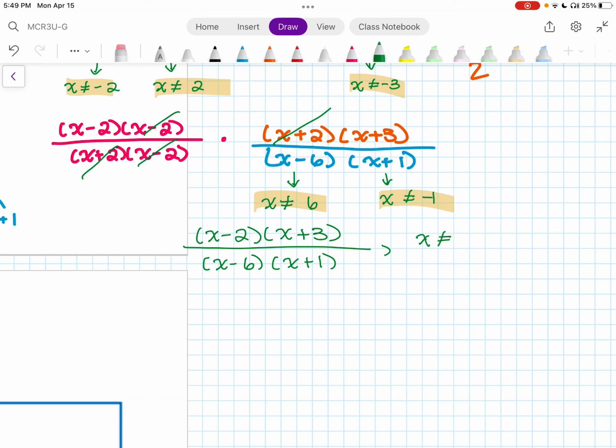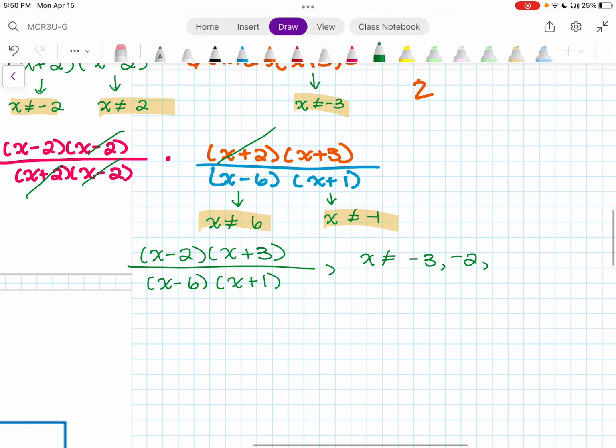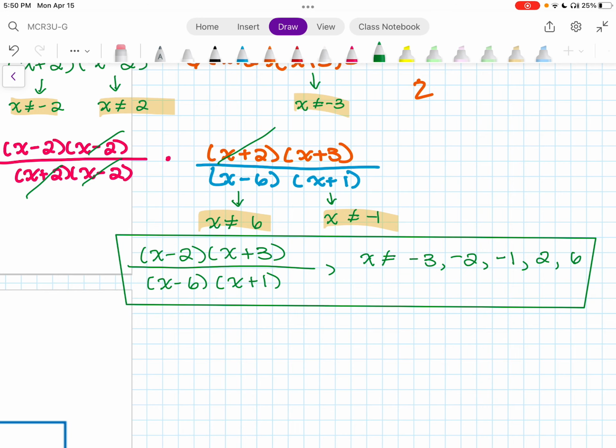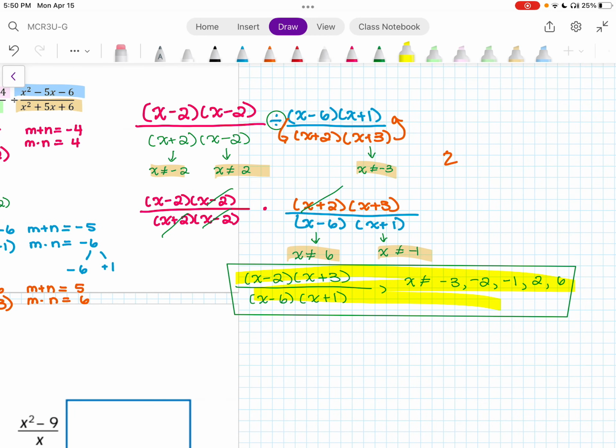X cannot equal -2, oh sorry, I'm going to state it like this. X cannot equal -3, -2. I always put them in a set. You should put them in ascending order, so the numbers are like that. Right, so those are all your restrictions, and that will be your final answer for this right here. Okay, so just notice how when you're dividing, you need to do it twice.